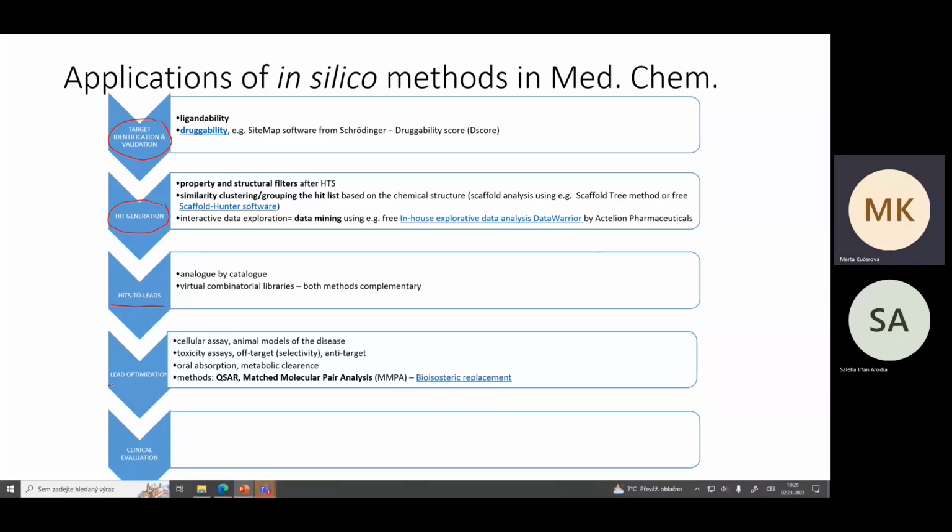And of course, we use structure-based drug design during lead optimization, like judging the pharmacokinetics, toxicity, bioavailability, oral bioavailability, metabolic stability, and so on. So during all these steps, all these processes, we use the in silico methods and different sophisticated algorithms.